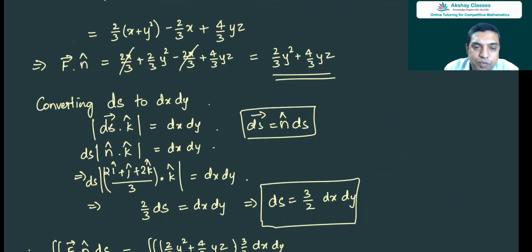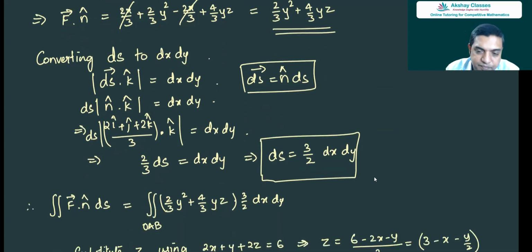So what did we do? We took the projection of the dS vector along the z axis, so the magnitude will be in the xy plane. This is equal to dx dy. The projection of dS along k is dx dy. So we get this, and from there we just substituted n cap because in the plane it is constant. So we get this relation and we have integrated.